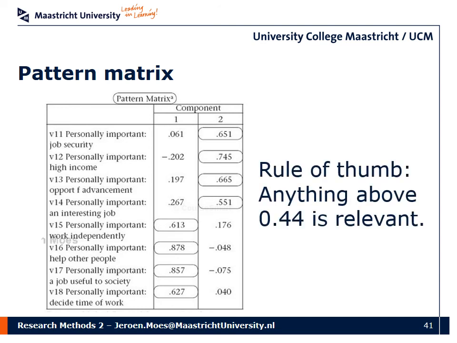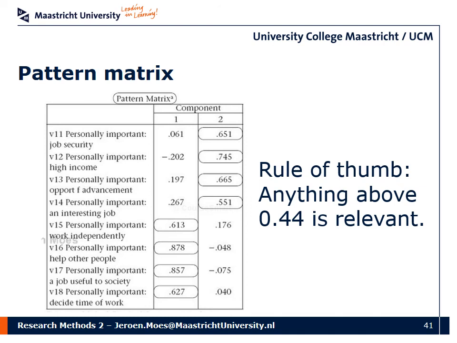So the rule of thumb here is anything above 0.44 is relevant. This is based on calculations, on experiments, on literature. It's not based on any intuition necessarily, right? So this is just a rule of thumb. For this type of factor analysis, anything above 0.44 is relevant. So that's the ones that you see circled here.